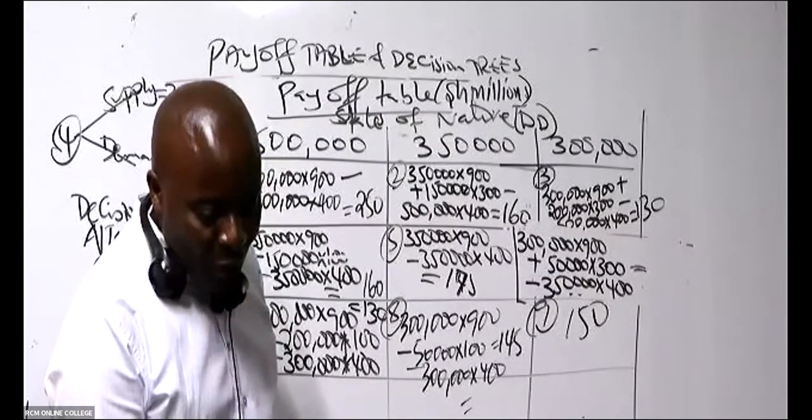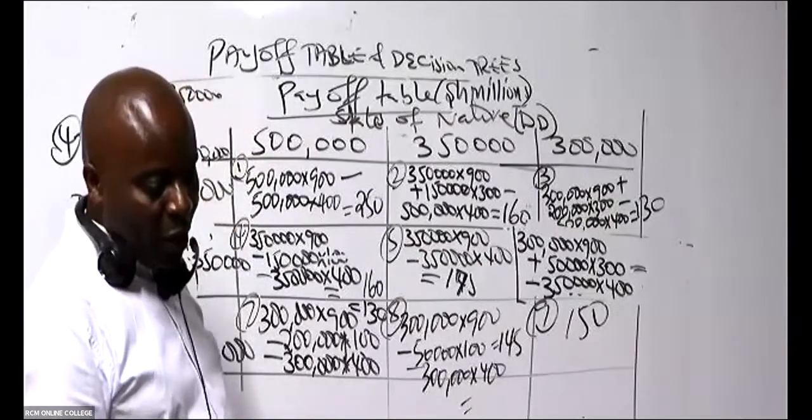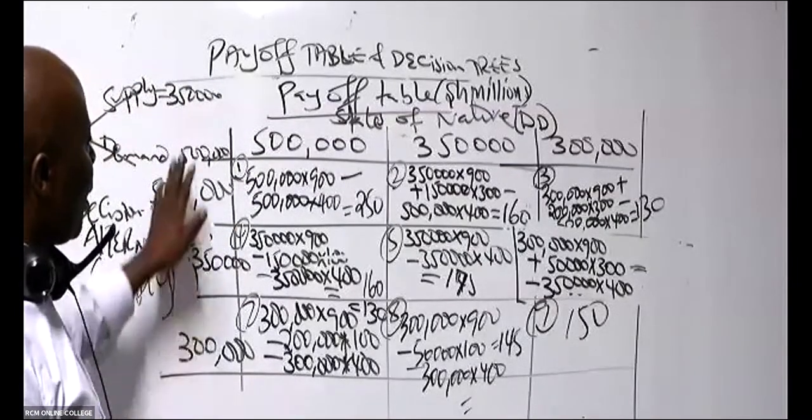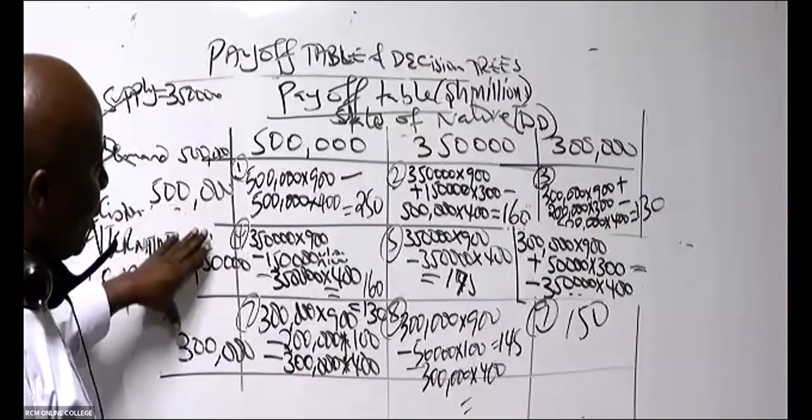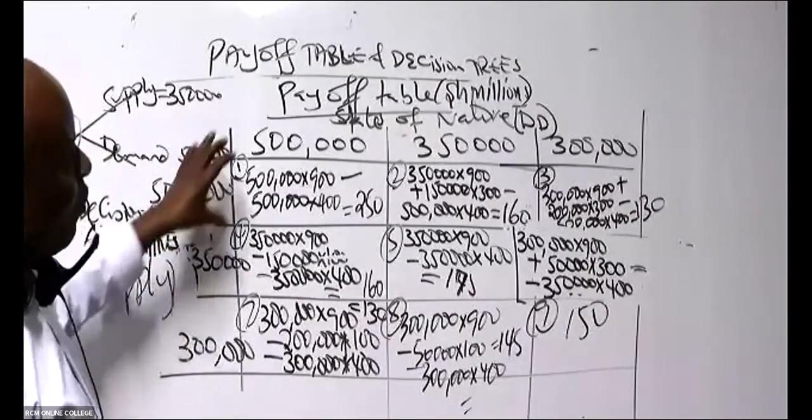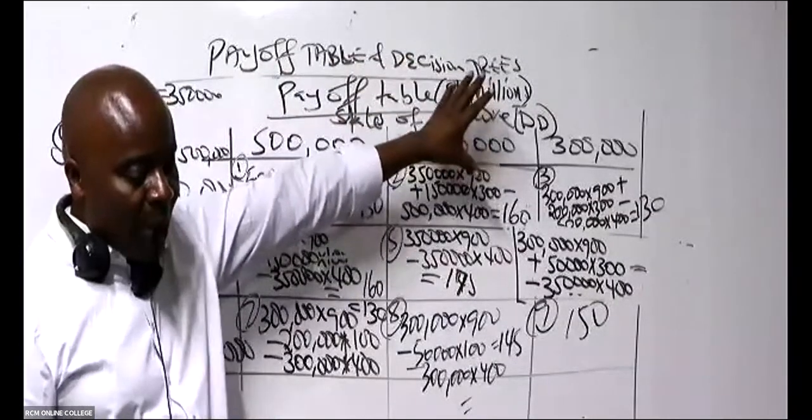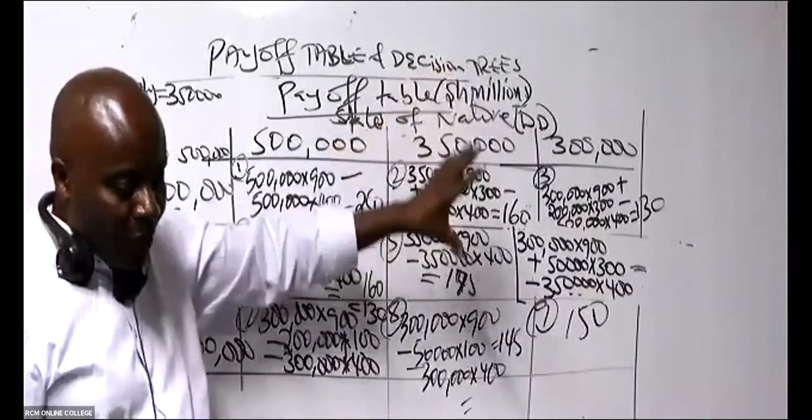How do you know what you're supposed to be placing on the table? Remember, the table basically, you're supposed to be having here alternatives, what you're able to control versus the states of nature demand there.